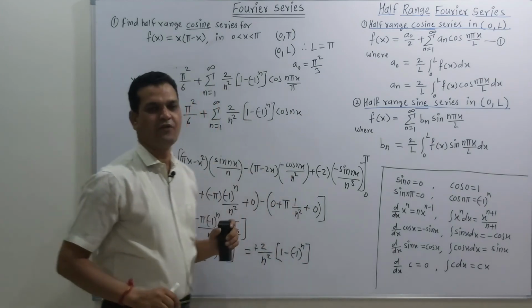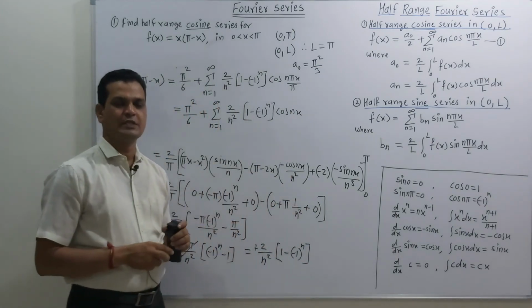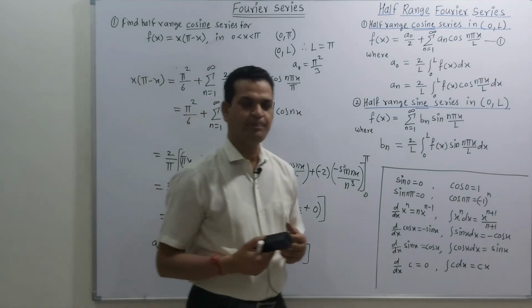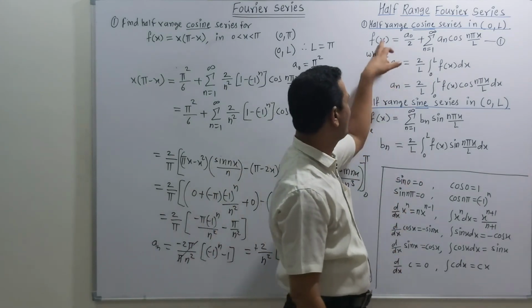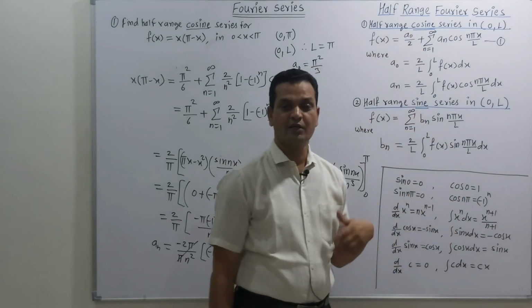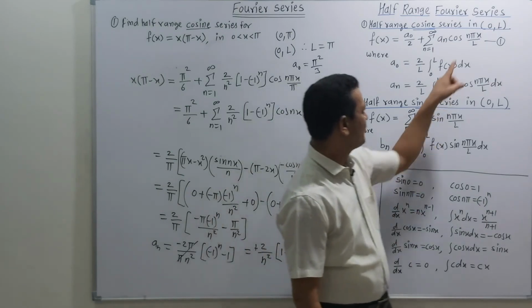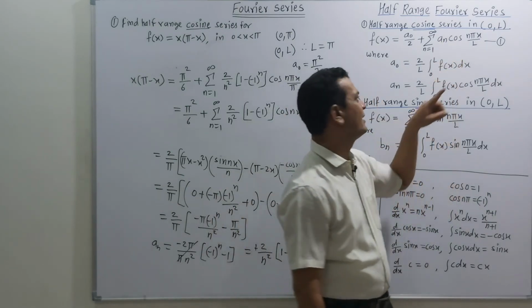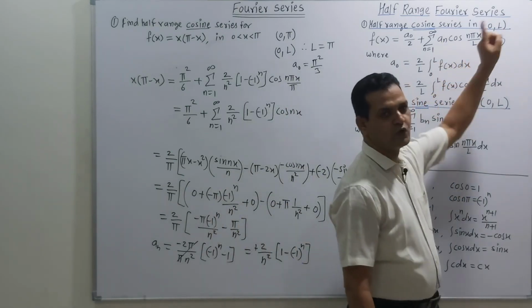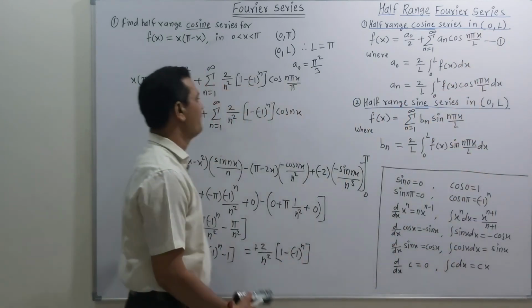Now friends, this is the first example. So before proceeding to the second example, in examination, they may ask the question straightforward, find the half range cosine series. And most important thing about this half range cosine series is that here the value of interval is 0 to L. Now friends, this is the first example.